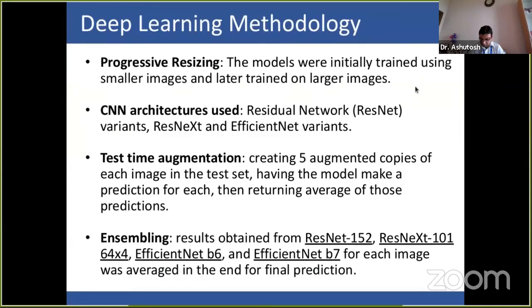Now we can see here, we used the ResNets, ResNeXt, and EfficientNet variants of the CNN architectures, which performed quite well on the ImageNet datasets. We also use another technique called test time augmentation. In this technique, we create 5 augmented copies of each image in the test data set, make predictions on each of them, and then return the average of those predictions. Then finally, we come to the ensembling part, where we combine the results of the 4 best performing models on each image of the test data set. And this was the final prediction for each image.